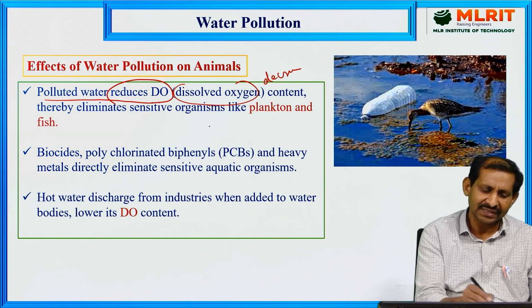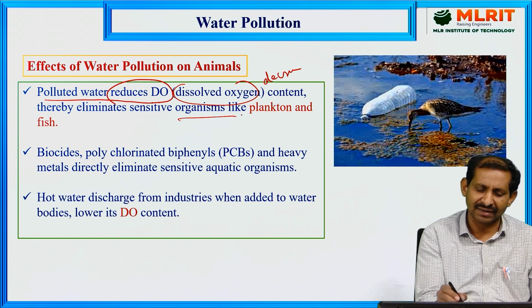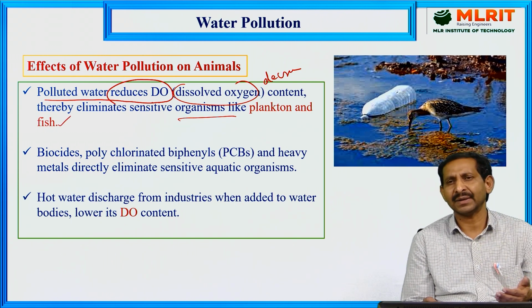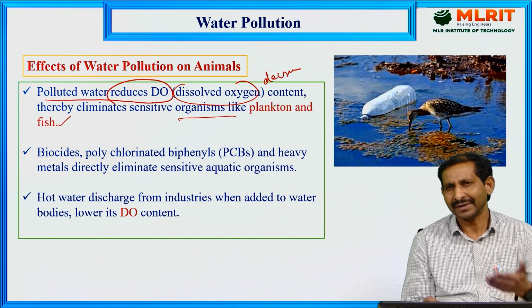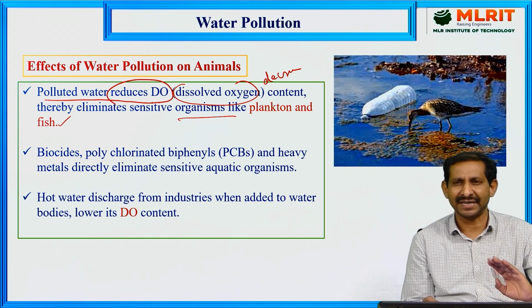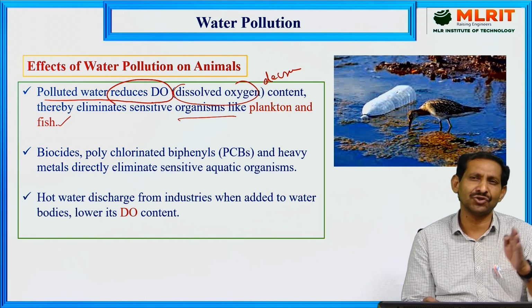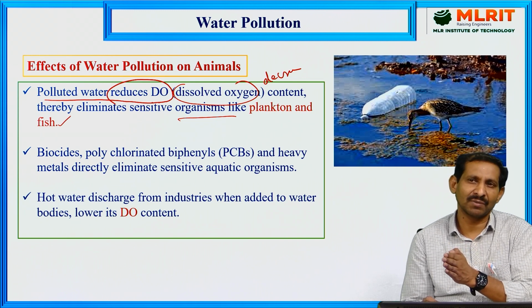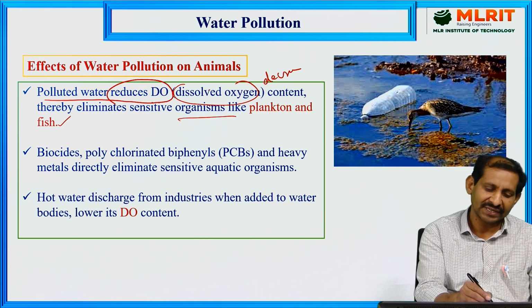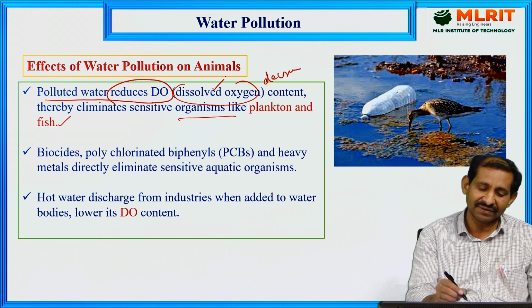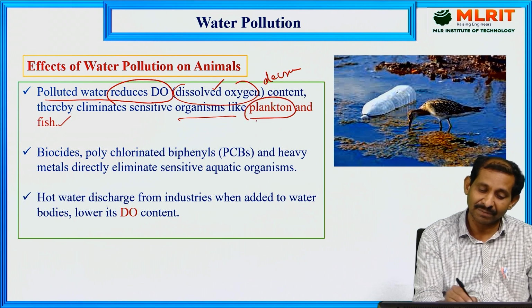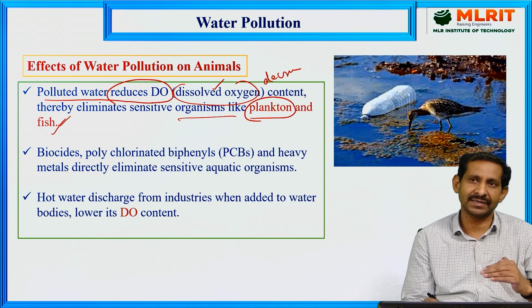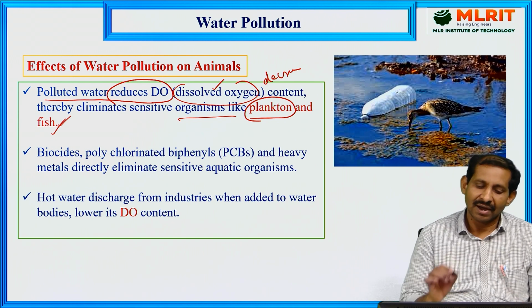So the oxygen content is eliminated for organisms like plankton and fishes. With more organic matter in the polluted water, the dissolved oxygen concentration decreases, because the oxygen is consumed for the decomposition of the organic matter into simpler molecules in the water. That's why dissolved oxygen will decrease, and that will affect the plankton, plants and animals.